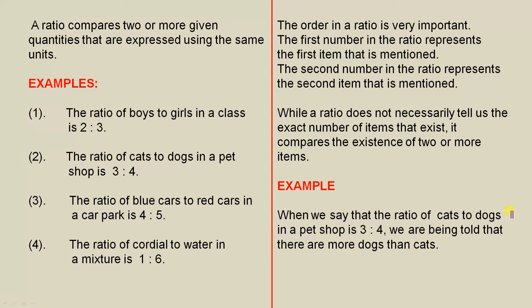For example, when we say that the ratio of cats to dogs in a pet shop is 3:4, we are being told that there are more dogs than cats, because dogs is the 4 and cats is the 3. We know that for every 3 cats there are 4 dogs, but we don't know the exact number.